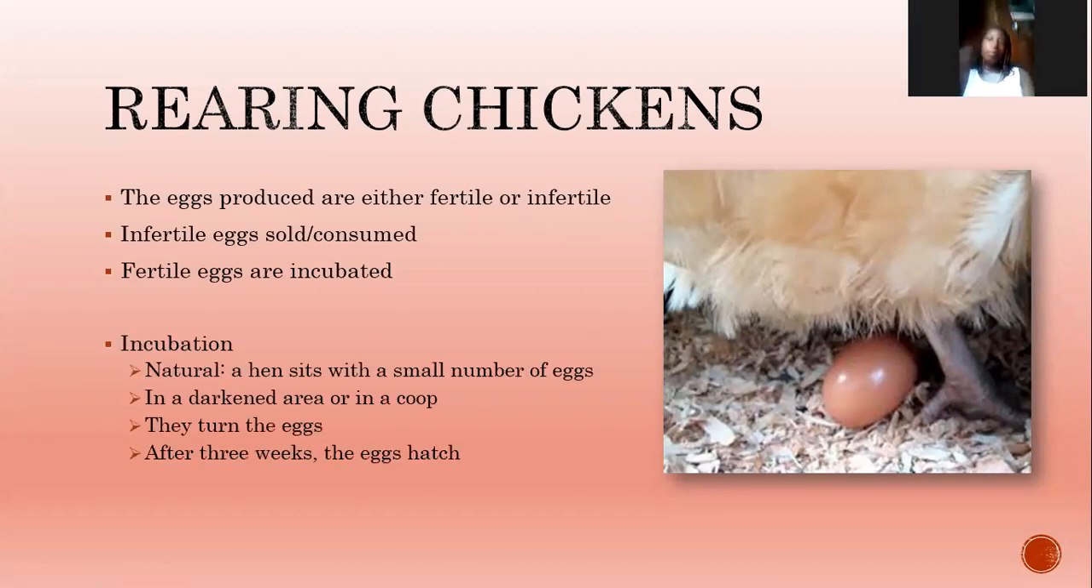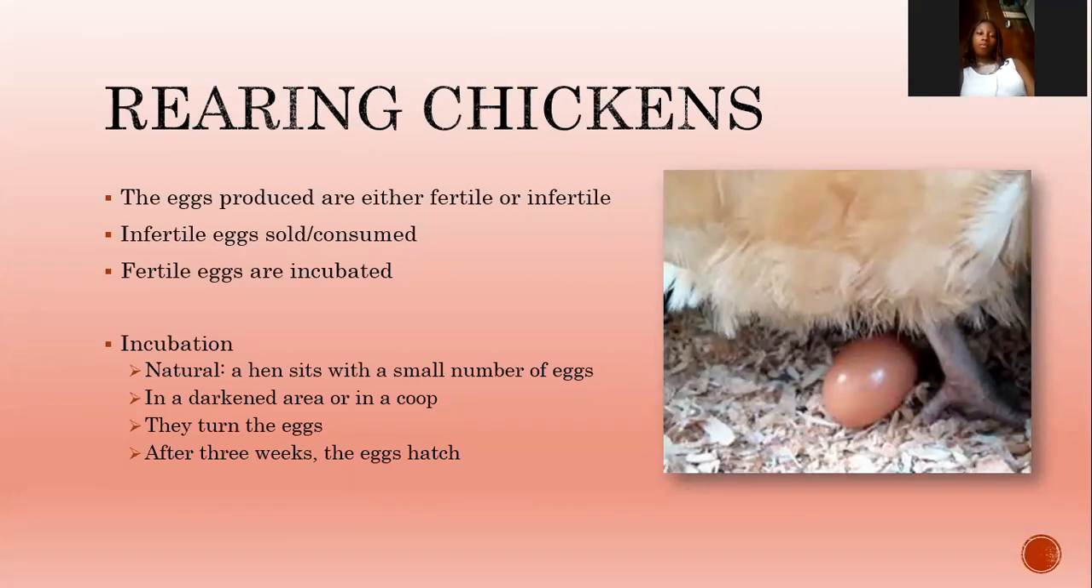Incubation can be done in two ways. It can be natural incubation, and we can have artificial incubation. Under natural incubation, a hen will sit with a small number of eggs. And this is something that you probably would notice already. You have a chicken, a hen, that will sit with some of the eggs that she laid.